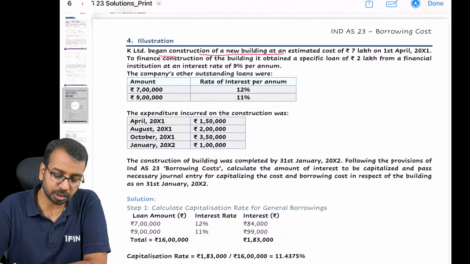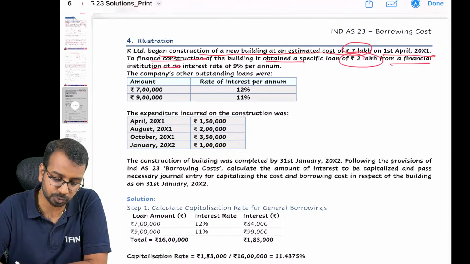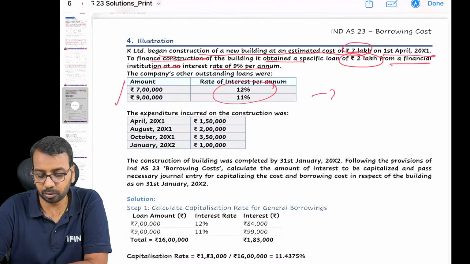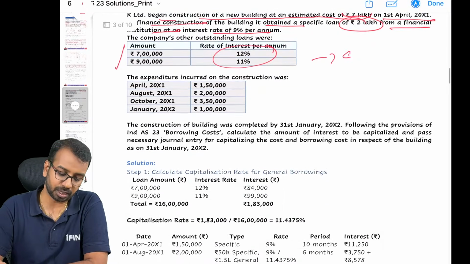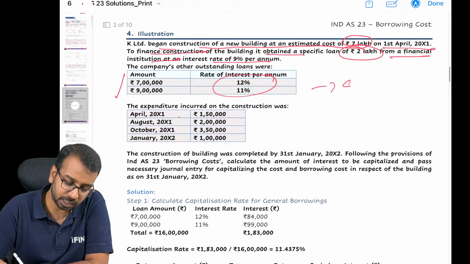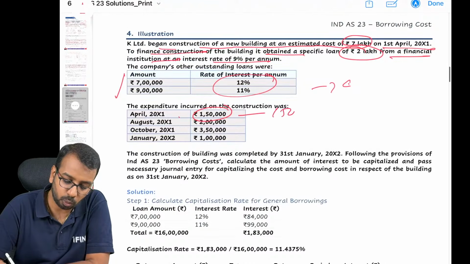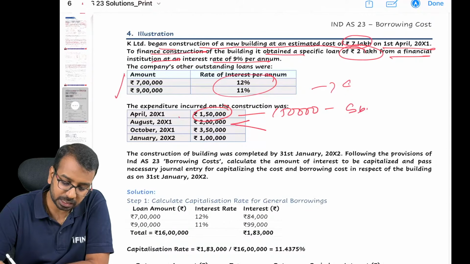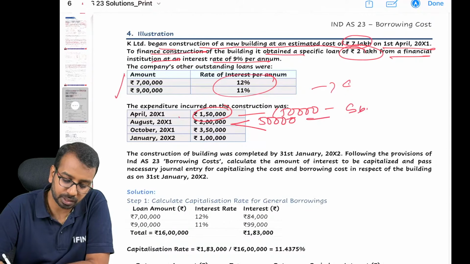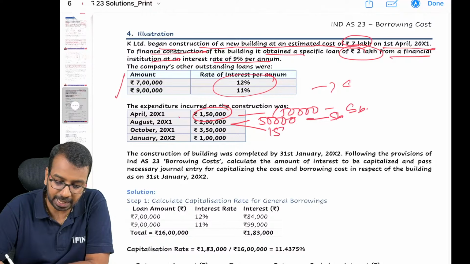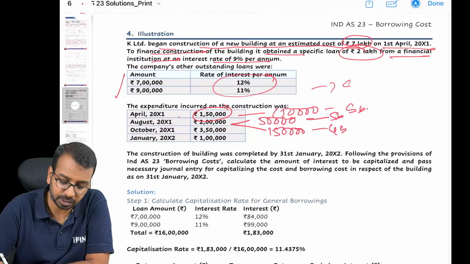K Limited constructed a new building at a cost of 7 lakhs on 1st of April. To finance the construction, it took a specific loan of 2 lakhs from a financial institution at a rate of 9%, and the rest are general borrowings. For the general borrowings, you will calculate the capitalization rate. Expenditure on 1st April is 1 lakh 50,000, so we will assume 1 lakh 50,000 is from specific borrowing. Then for 2 lakhs, 50,000 we assume is from specific borrowing and 1,50,000 is from general borrowing.